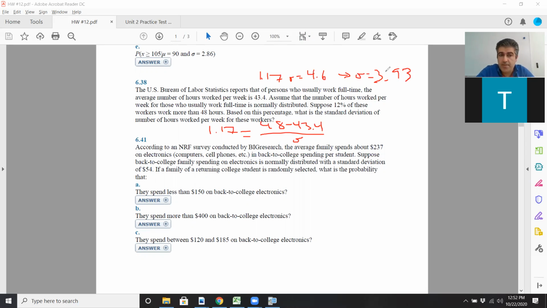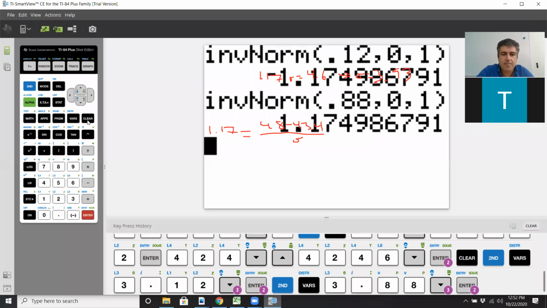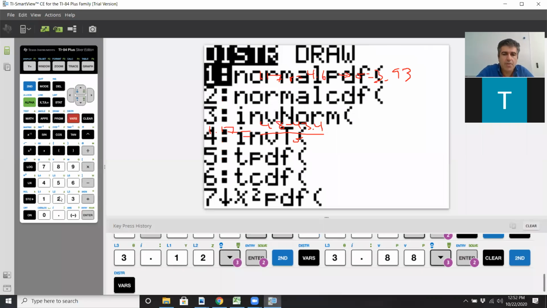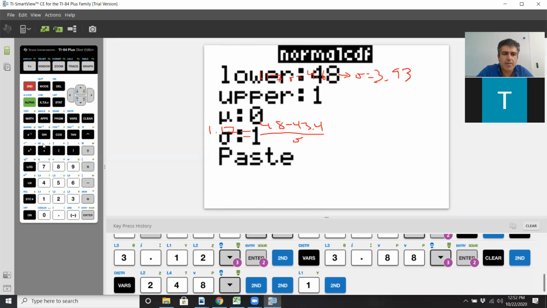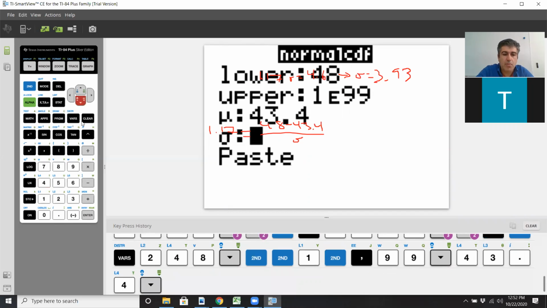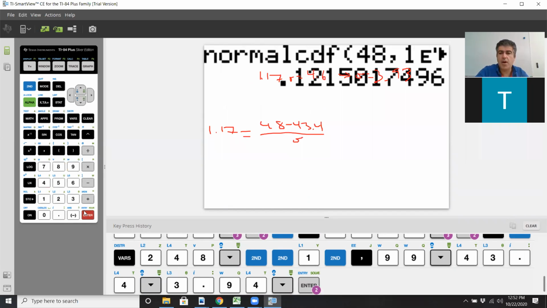Now, you could check your work. If you go back to your calculator, 2nd Vars, option 2. Our lower is going to be 48, and make the upper 1E99, so you're going forever to the right from 48. Our mean was 43.4, and our standard deviation was 3.94 as we solved for it. So I should get a percentage that's about 0.12. There you go. So I know I've done this right. So that's how you do that one.